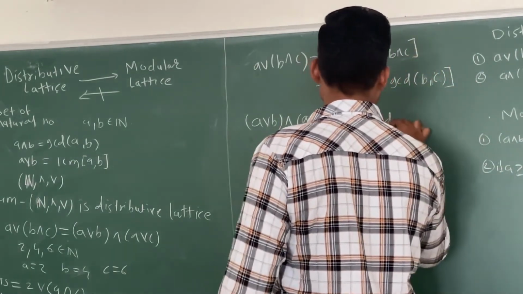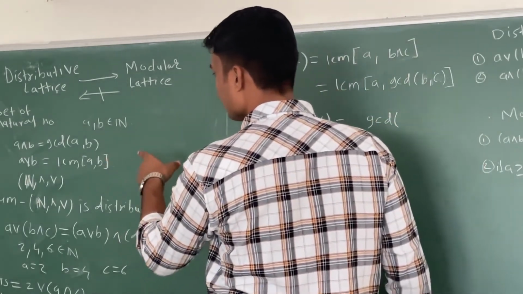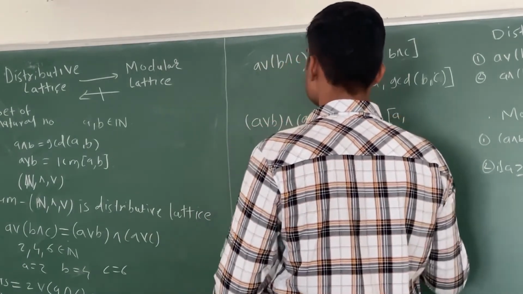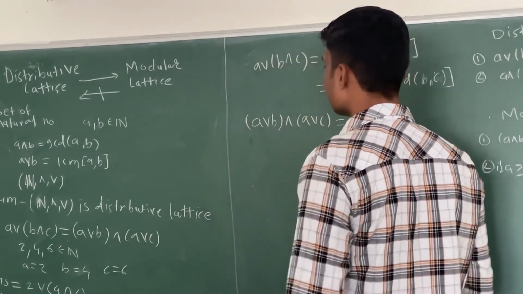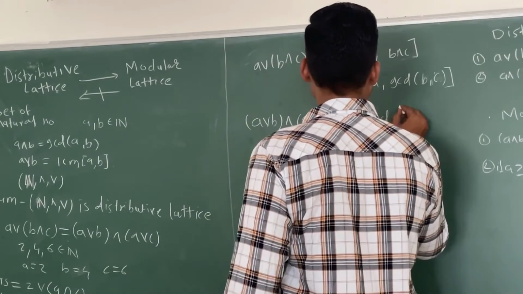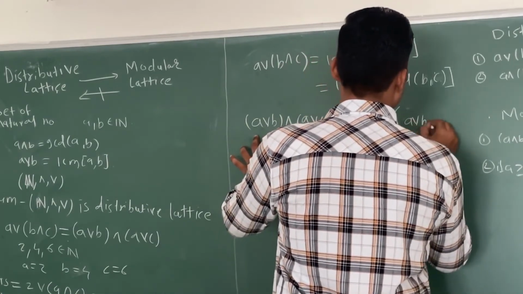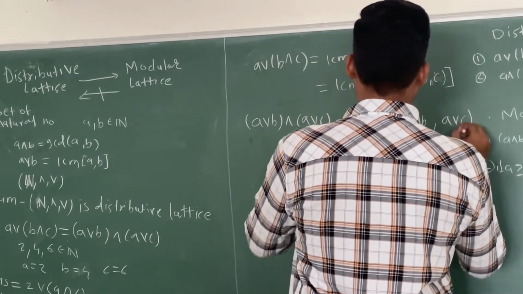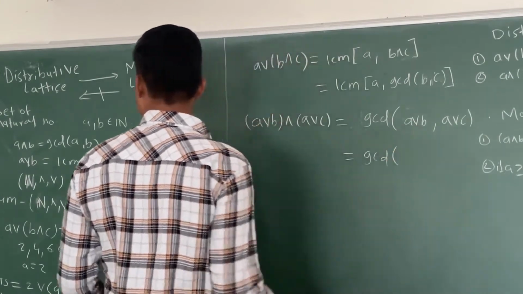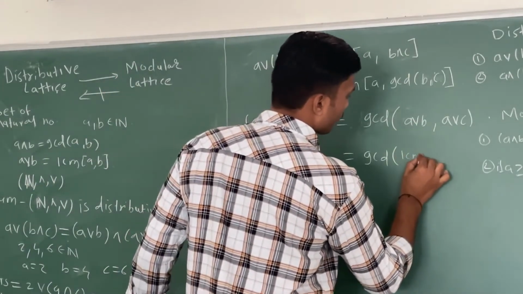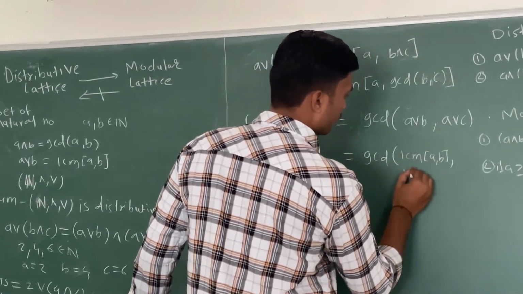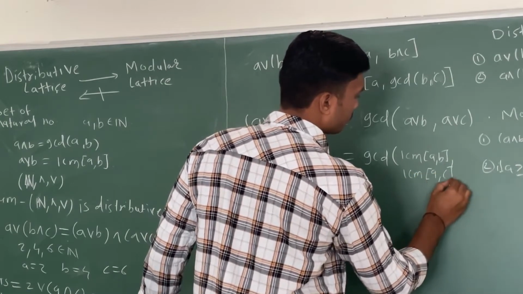Here GCD of what is A join B? A join B is LCM. No, first it is meet, na? It is meet of 2 elements. So first write GCD. GCD of A join B comma A join C. Next, then you write equal to GCD of what is A join B? LCM of A comma B. And LCM of A comma C.